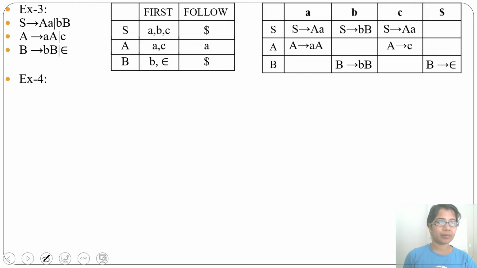Let's see another example, Example 4. S derives AA or BB. A derives AA, BB or D. B derives SB or B. First we need to find first and follow.